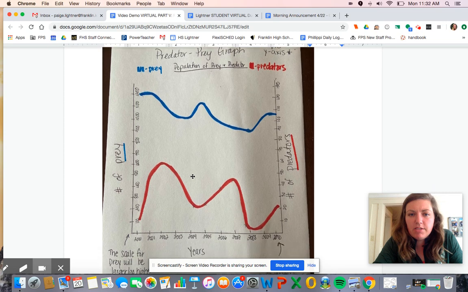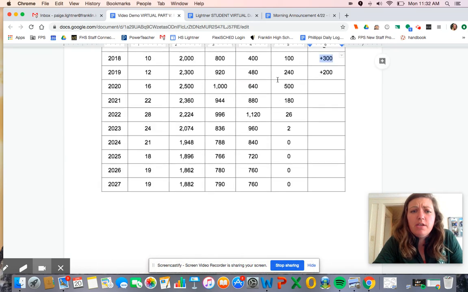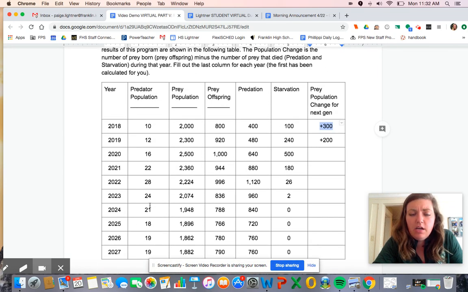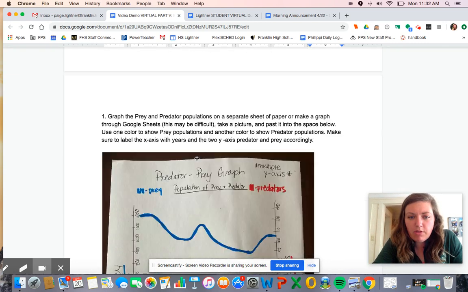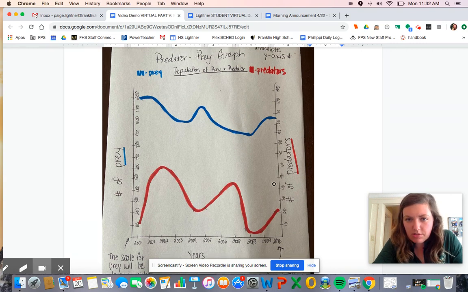So this is a little bit different looking graph here because it has multiple y-axes. Because if we look up here, you're going to use this data here, and we see that the predator population is a lot smaller here than the prey population. And therefore, we're going to need two different scales of populations for the amount of organisms for these. So I just made up a data set here; yours is going to look different.